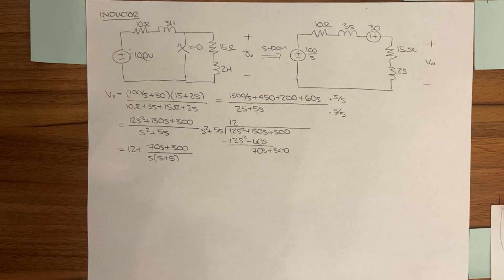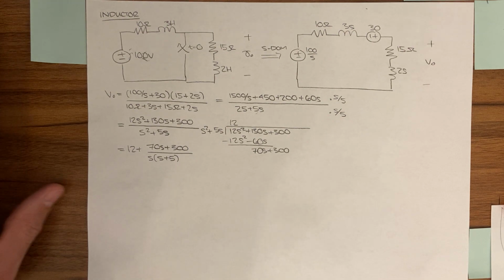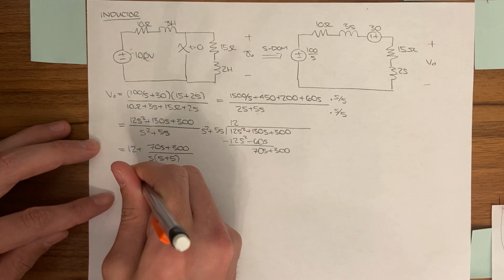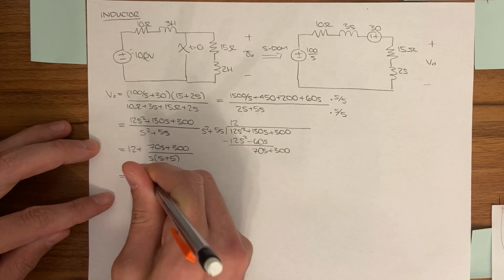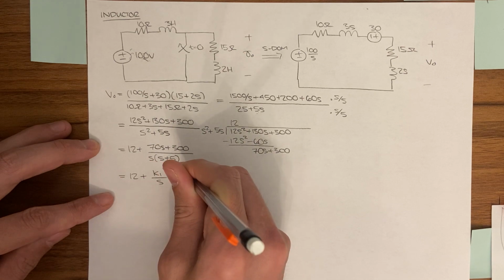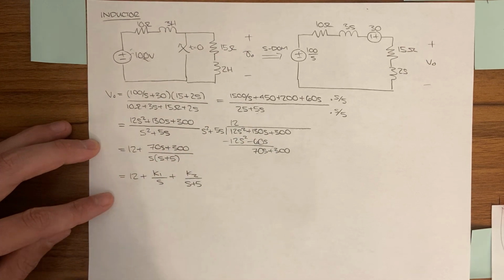This is just a very classic, real and unique partial fraction expansion. Nothing tricky, but I'll do the expansion just so we can practice a bit. So we end up with 12 plus K1 over S plus K2 over S plus 5.